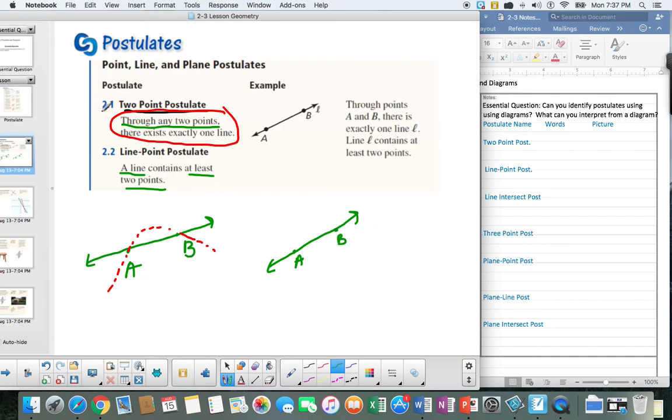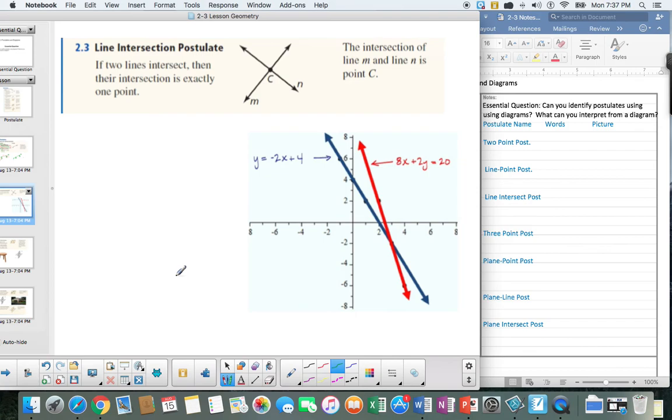So the difference between these 2 sentences, one is a conditional and the other one is the converse. So in the picture, for this one, you start off with the 2 points and you get the line through them. And over here, you start off with the line and get the 2 points afterwards. Okay, let's take a look at the next postulate.